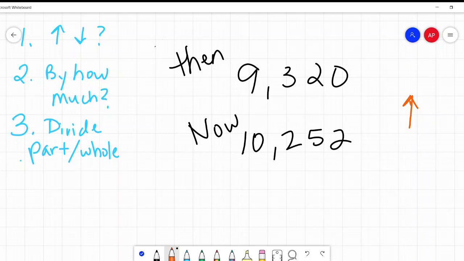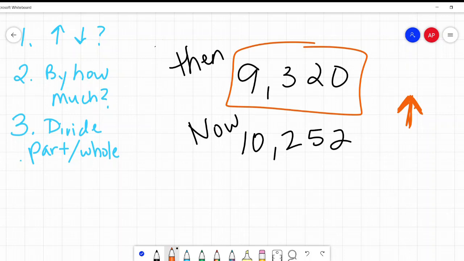If they say, by how much did it increase? By how much did it go up? Then we know the original one is the smaller number because it had to increase to go up to the next one. So we know it went up. By how much? If we subtract those two, 10,252 minus 9,320, we get 932. We divide that part, the amount of change, by the whole, our beginning amount.